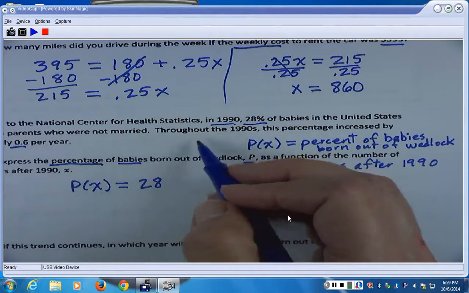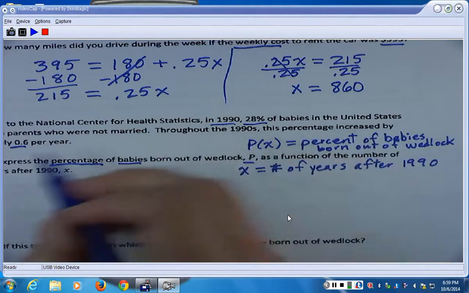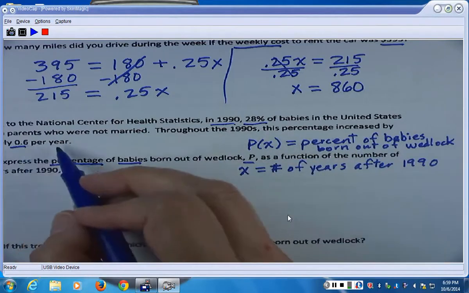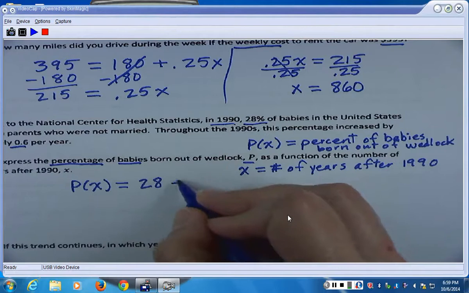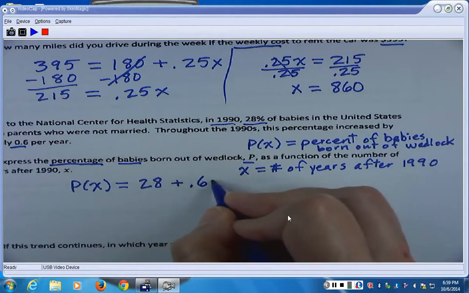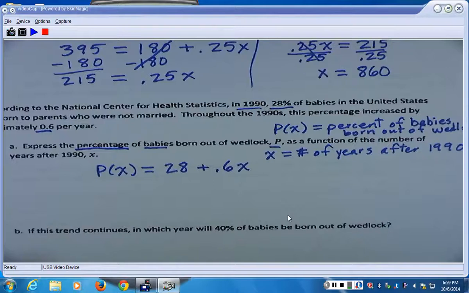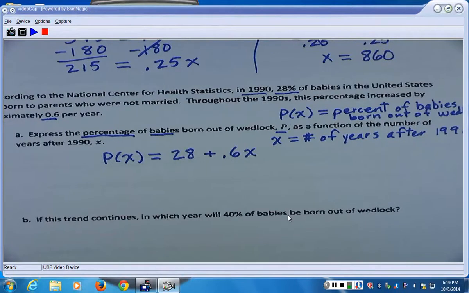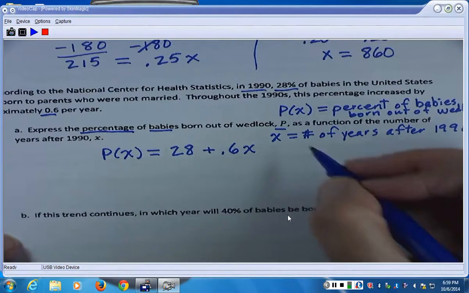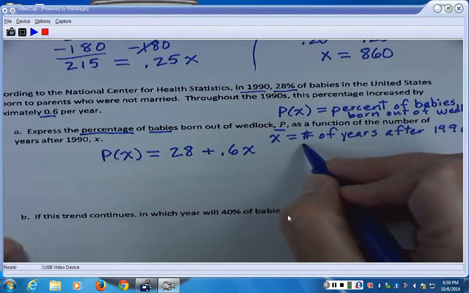Okay. Throughout the 1990s, this percentage increased by approximately 0.6 per year. So plus 0.6 times X. And it was 0.6%, but this whole thing is in percent, so we didn't have to change it to 0.006. We didn't have to change this to 0.28. All right? Just remember our answer is in percent.